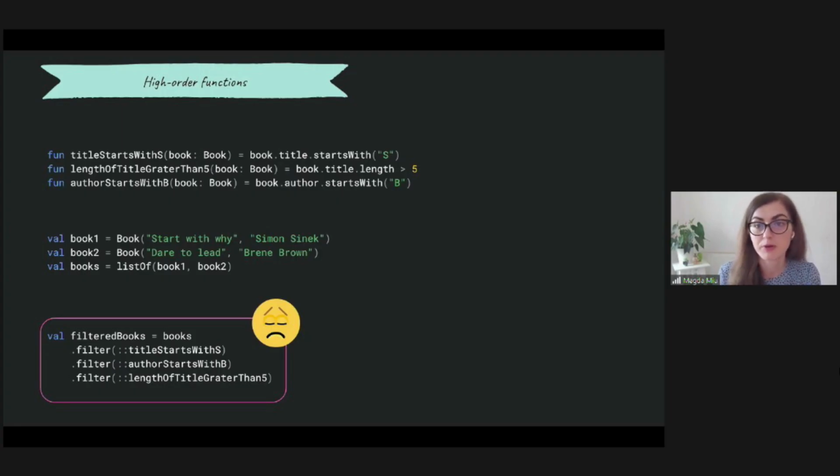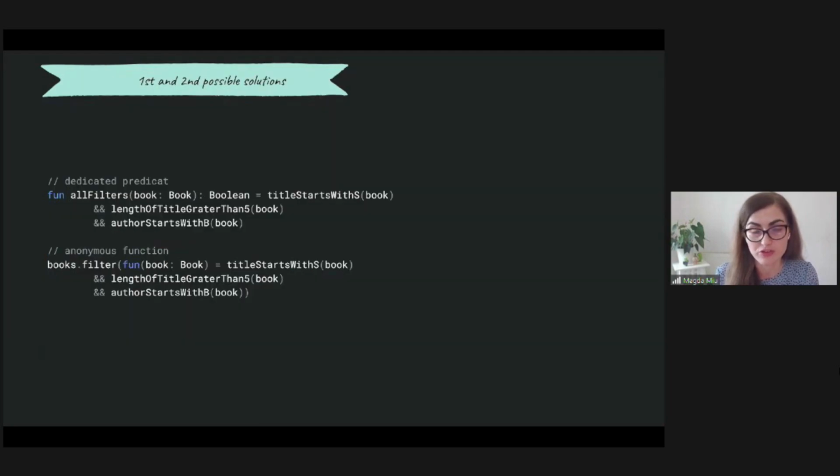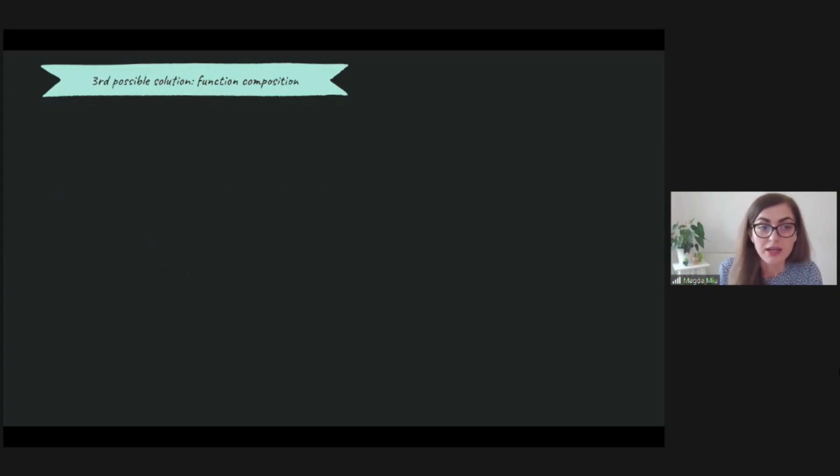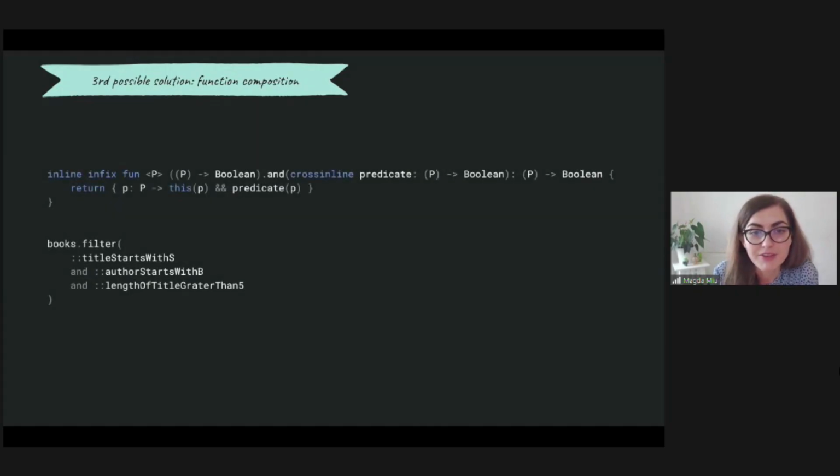To deal with this problem, we could approach different solutions. The first one could be to use a dedicated predicate, like the first option, or to use an anonymous function. And the third possibility is to use function composition. This function composition, just like the name says, is the ability to combine two or multiple functions in order to reuse the code. And this is the main helpful thing about using them, because you are able to reuse the functions that already exist.